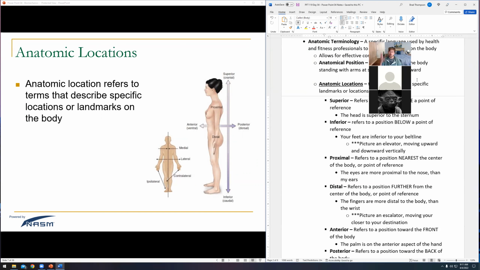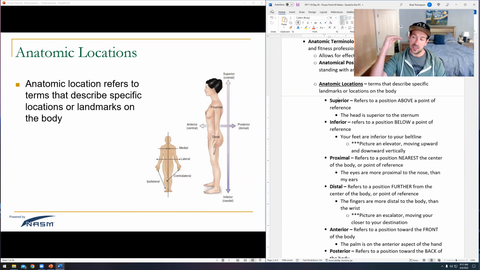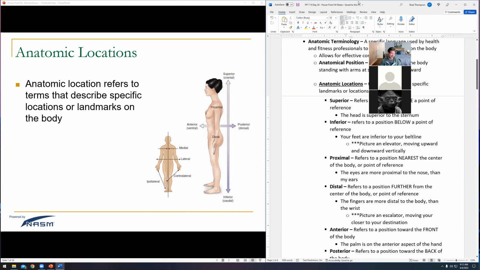Now, like I said, memorizing these terms, guys, it's very easy to do when you do them in opposites. So if we think of superior as up, what's the opposite of up? It's down, right? So that's where we have inferior. Inferior is a position below a point of reference. So when you're working on understanding this terminology and memorizing these things, memorize those two together, right? Superior up, inferior down.